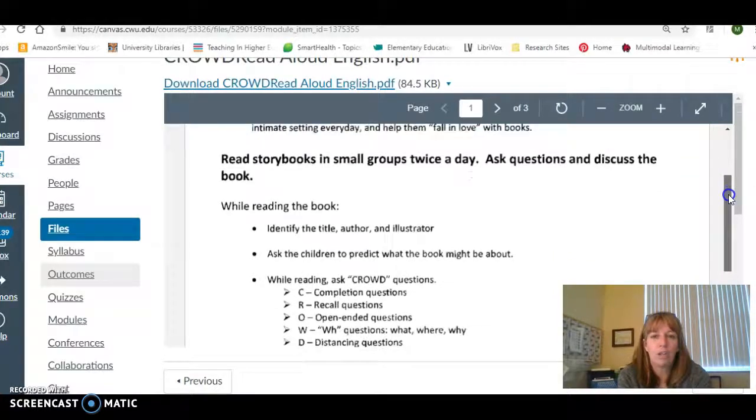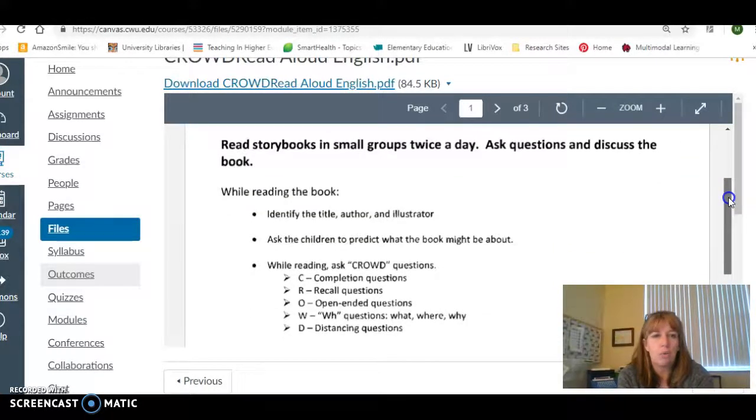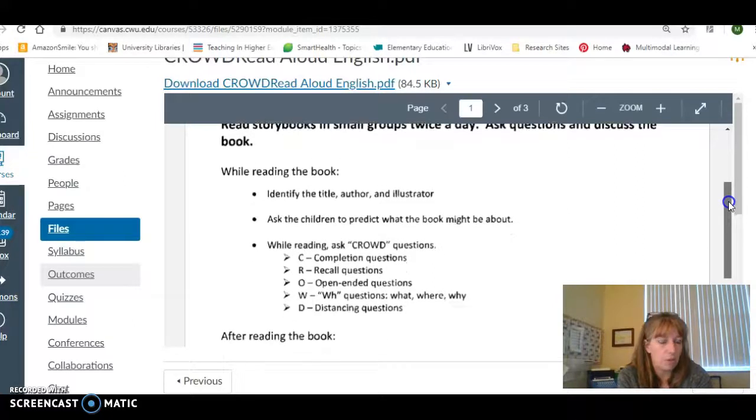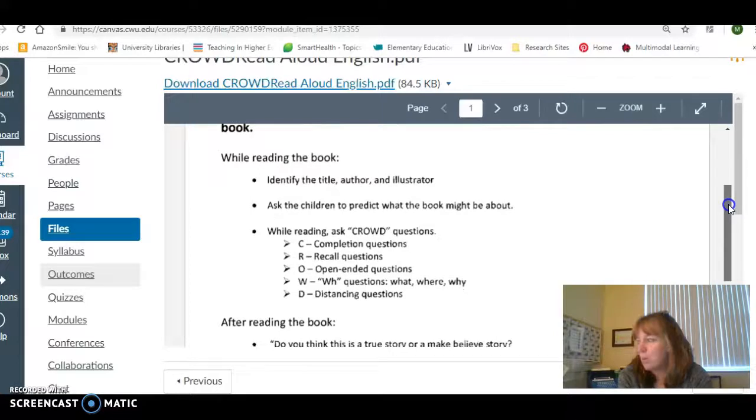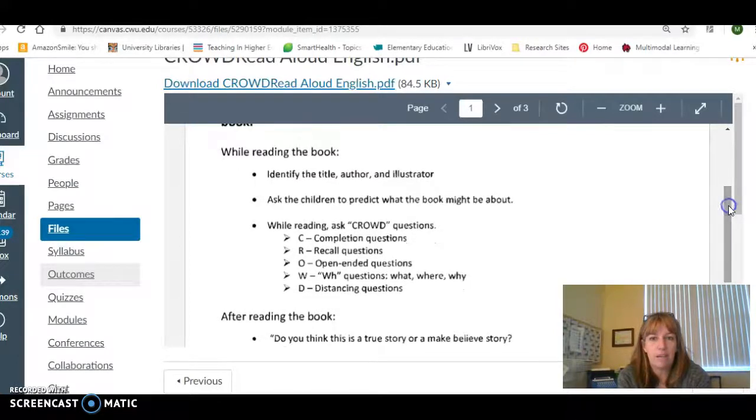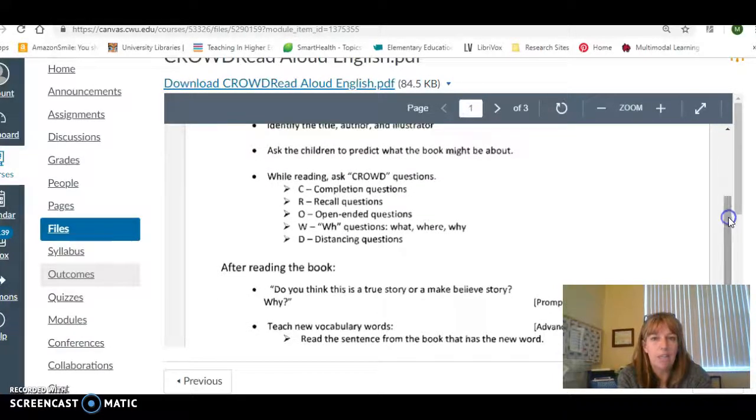So you would read your storybooks to the children. What do you do besides reading the storybook? That's what we're here to talk about today. When you read the book, you want to be sure to identify the title, the author, and the illustrator, things that students may or may not know from their experience with books. Then you get into this crowd questioning. This is what our lesson today is about.